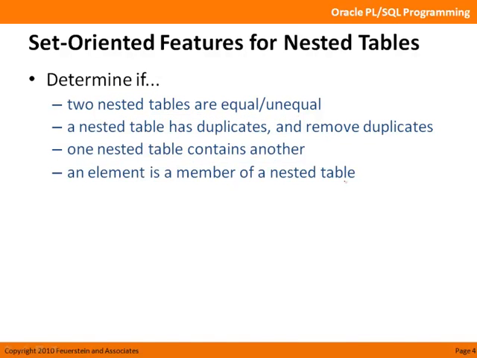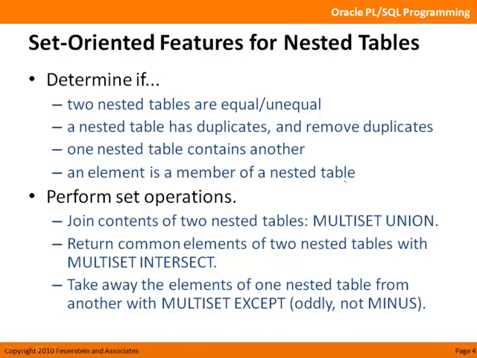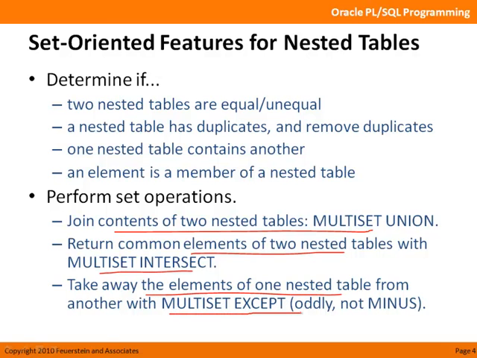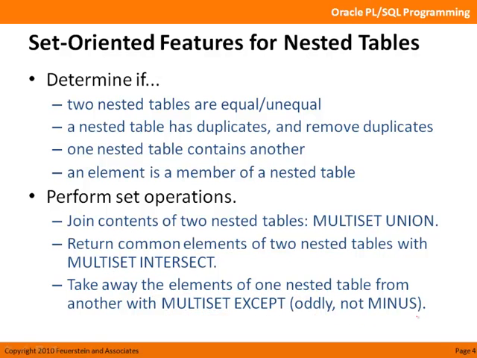So, nice high-level operations, and even on a higher level, I can perform set operations. So join the contents of two nested tables with the Multiset Union. Return the common elements of two nested tables with Multiset Intersect, and take away the elements of one nested table from another with Multiset Except. Strangely enough, it's not minus, which is the standard SQL set operator. It's except.